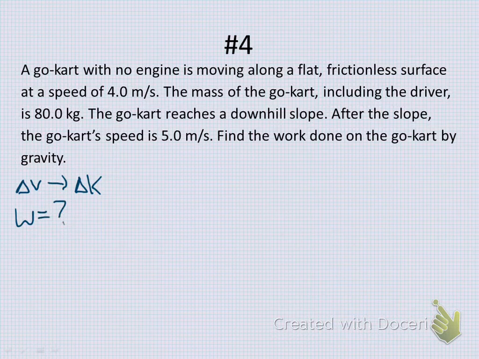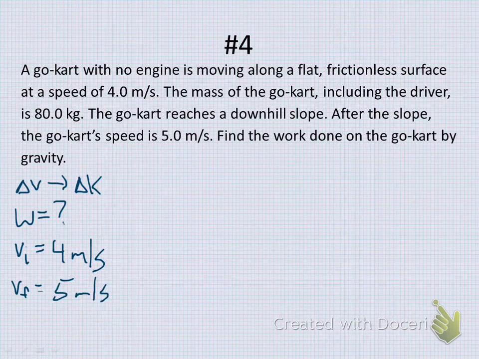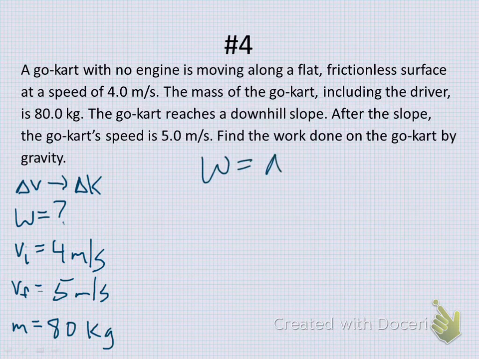So we want to go ahead and list our variables that are related to work and change in kinetic energy. So we have an initial velocity that's equal to 4 meters per second. We have a final velocity that's equal to 5 meters per second. We have a mass that's 80 kilograms. Okay, and our work is going to be equal to our change in kinetic energy, which is going to be equal to our Kf minus our Ki.